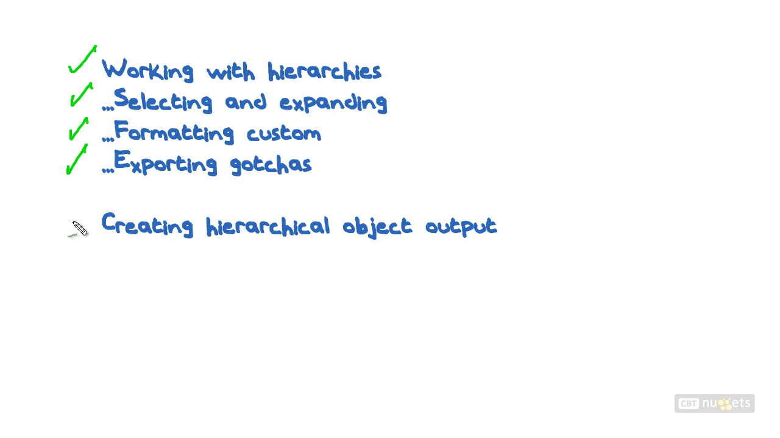I also showed you how to create a simple tool that creates hierarchical object output. You kind of have to do it from the bottom up. Start with the lowest, most deeply nested objects, and then work your way backwards up the hierarchy.